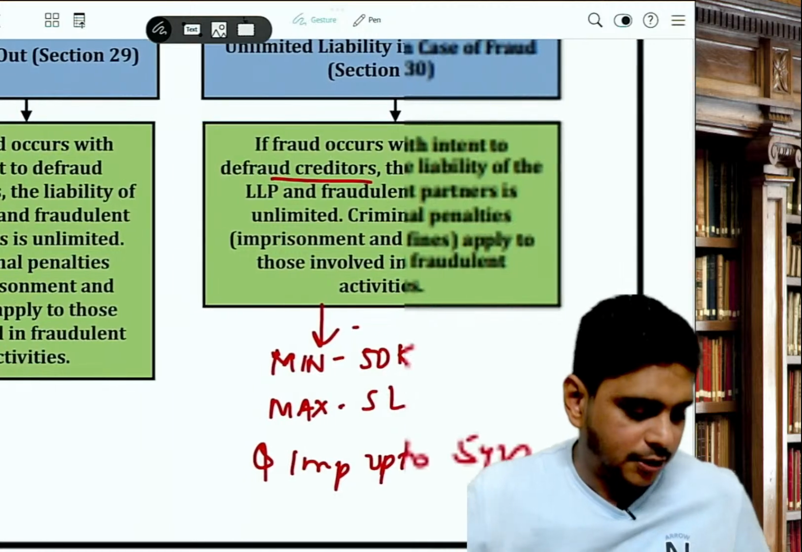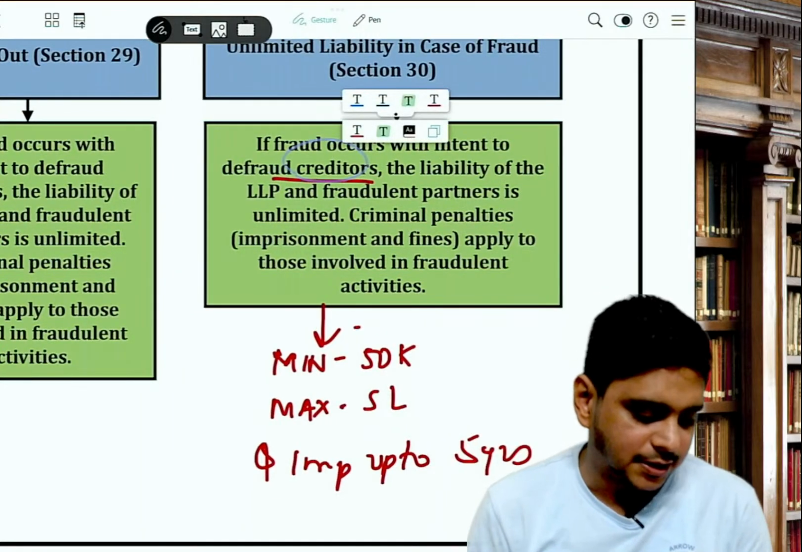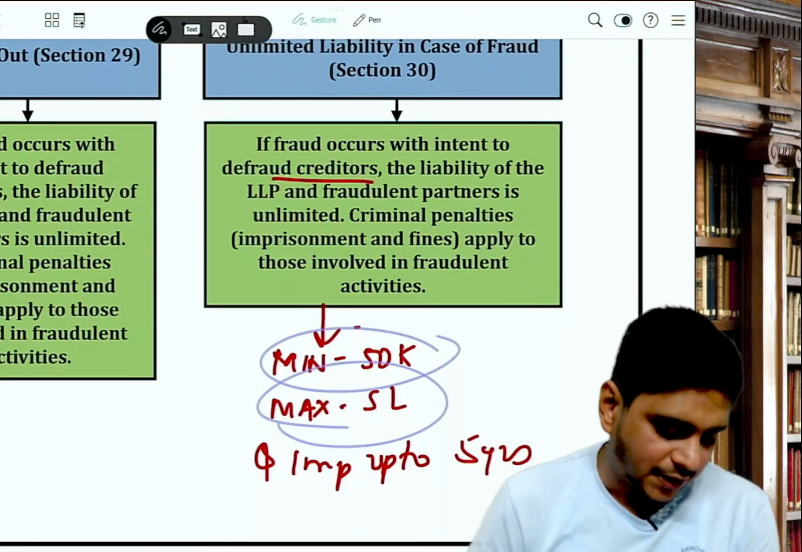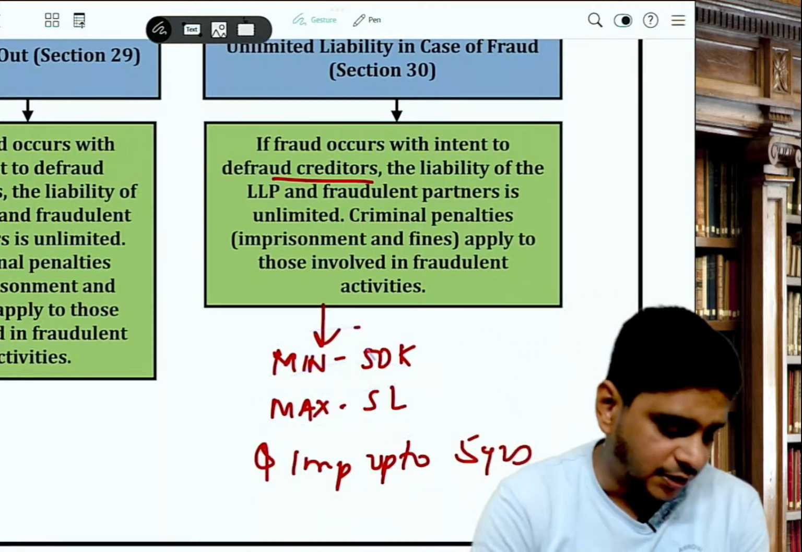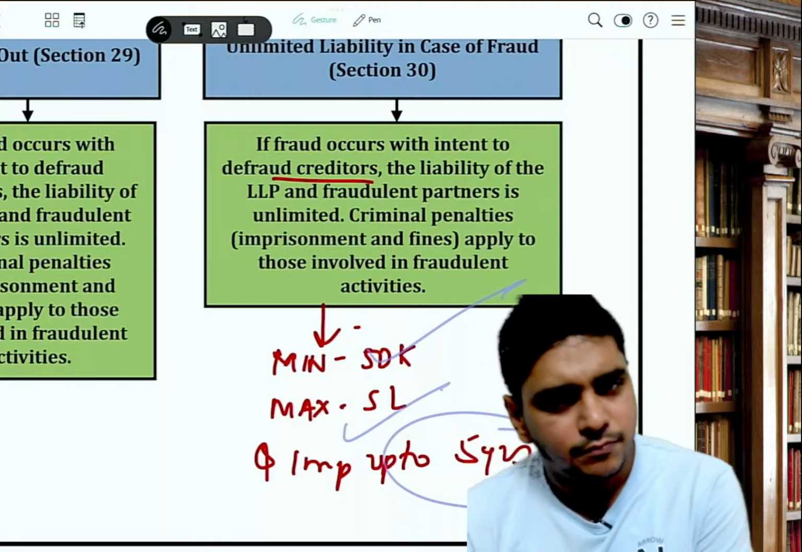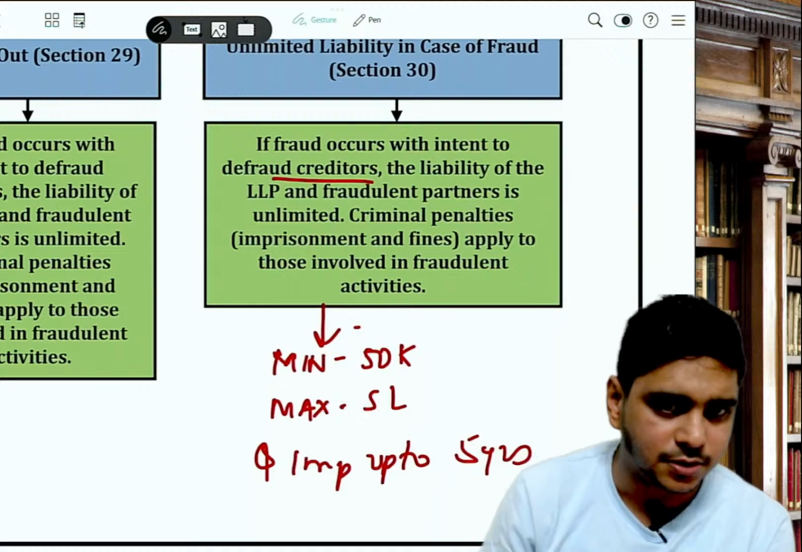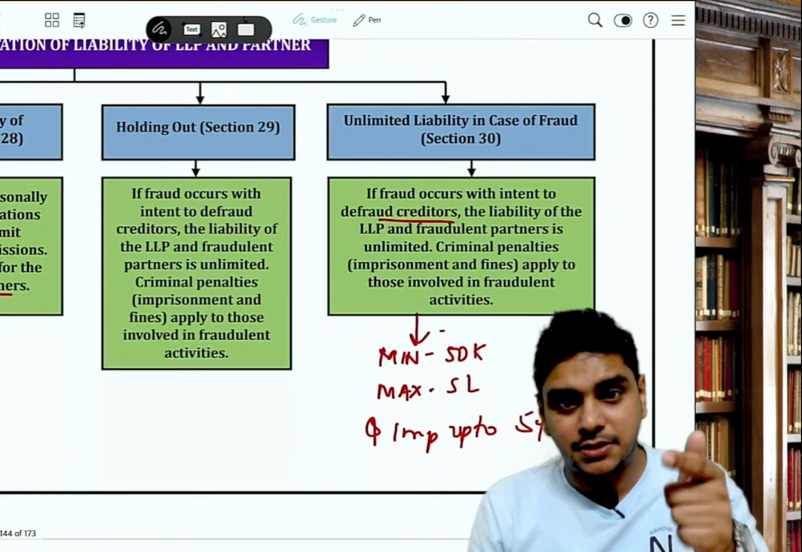Sir, very important. If the fraud occurs with the intent to defraud the creditors, then the liability of the partners and the LLP is minimum 50,000, maximum 5 lakhs, and imprisonment up to 5 years. Criminal liability in case of fraud: minimum 50,000, maximum 5 lakh, imprisonment up to 5 years. It's all multiples of 5, we have written in the notes. Unlimited liability in case of fraud. Criminal liability is there, plus this penalty will also be there.